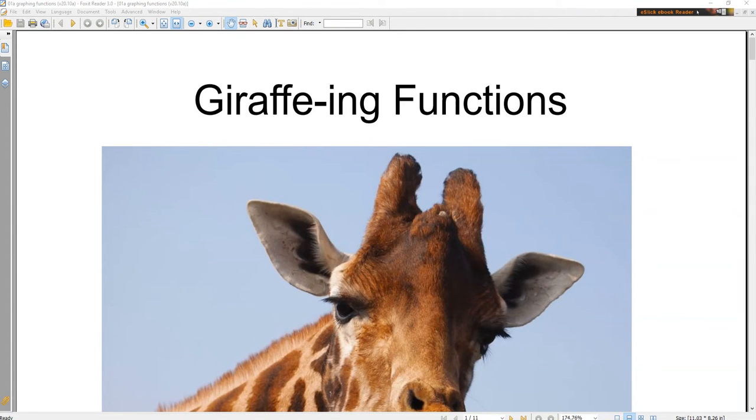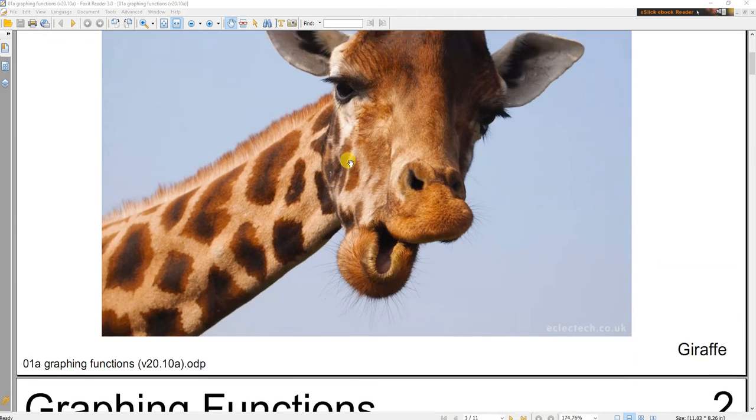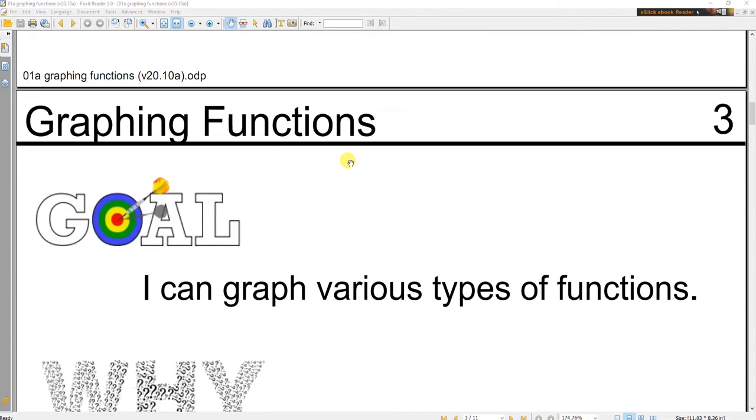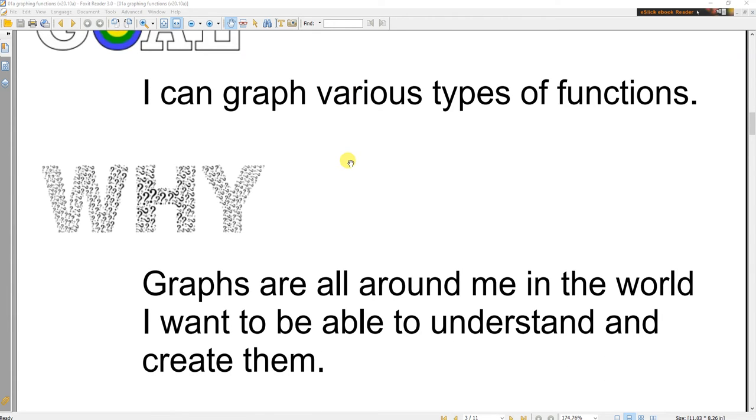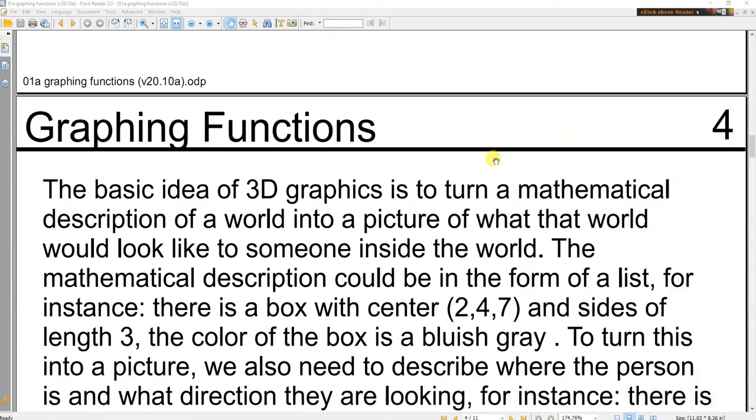Hey, it's Mr. Barr, and this is Graphing Functions, or Giraffing Functions. So, what are we doing? I can graph various types of functions. Graphs are all around me in the world. I want to be able to understand and create them. That's why we're doing this.